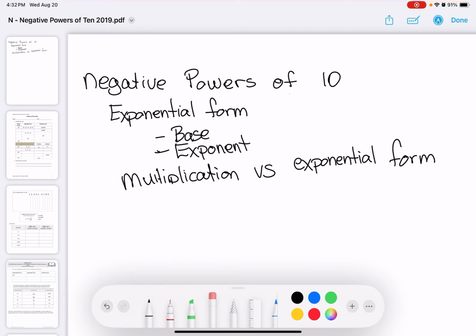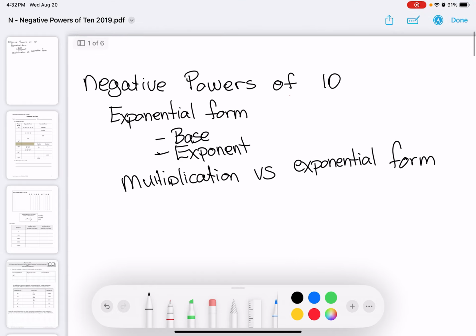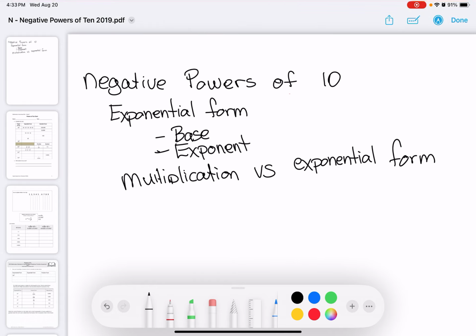So the last grade I taught was actually grade 7 math. And one of the topics is negative powers of 10. So before we get started on the lesson, we're going to go over some vocabulary.